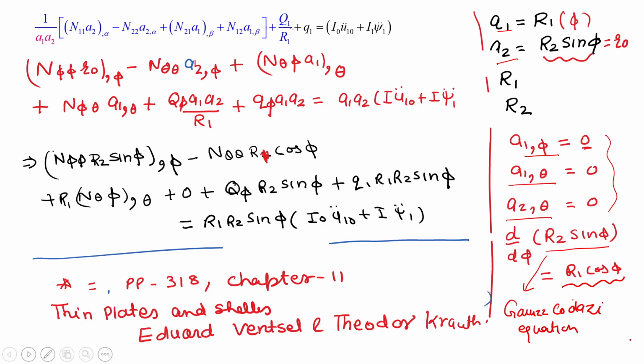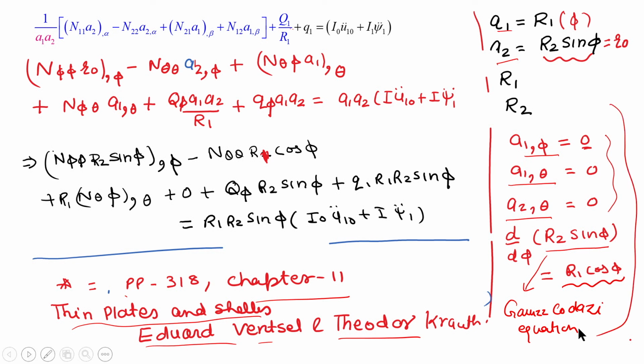The detailed derivations of the doubly curved system can be seen in the book Theory of Plates and Shells by Timoshenko and Woinowsky-Krieger. The page number is 318, chapter 11. This derivation is given there, and I think in chapter 16 or chapter 14 the complete derivation is given.